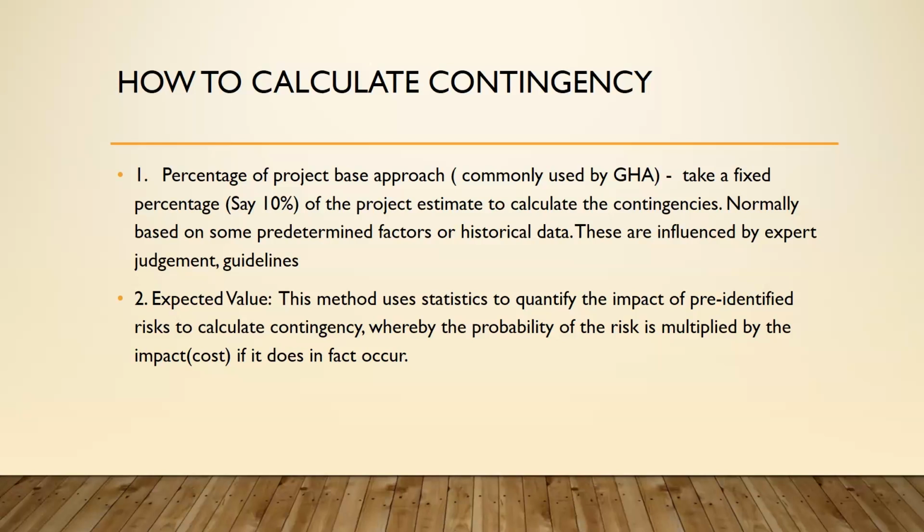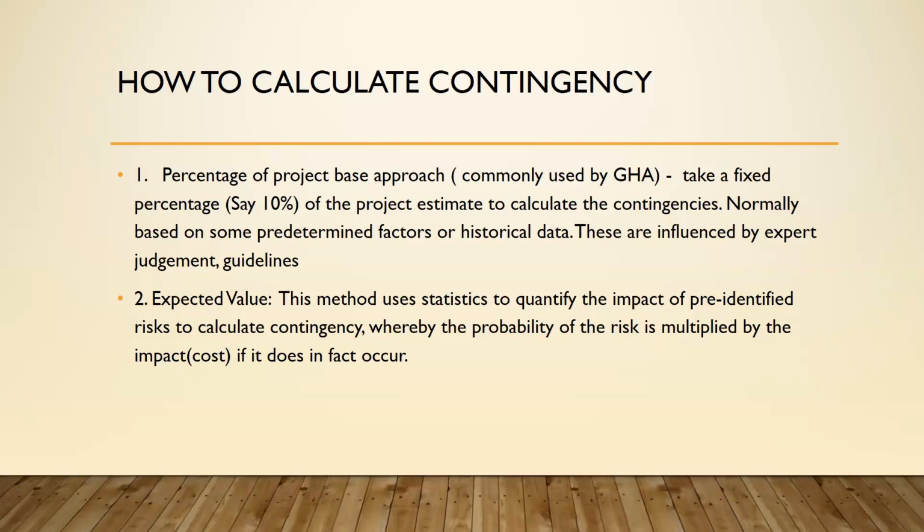And this takes a fixed percentage, say 10% of the project estimate, to calculate the contingency. It could be 20, it could be 30. Normally, it is based on some predetermined factors or historical data, and these are influenced by expert judgment and guidelines. So in Ghana Highway Authority, we use 10% for the price contingency and 15% for physical contingencies.